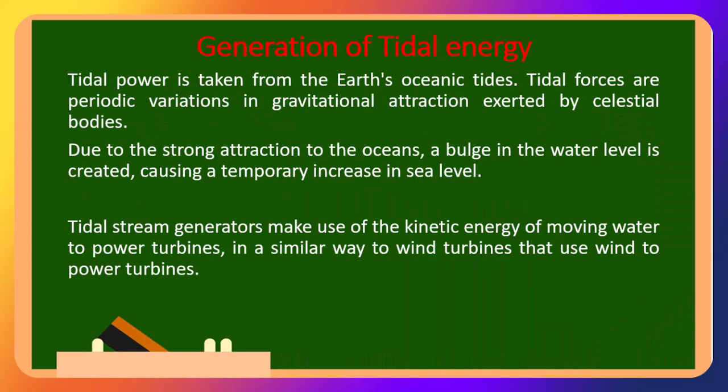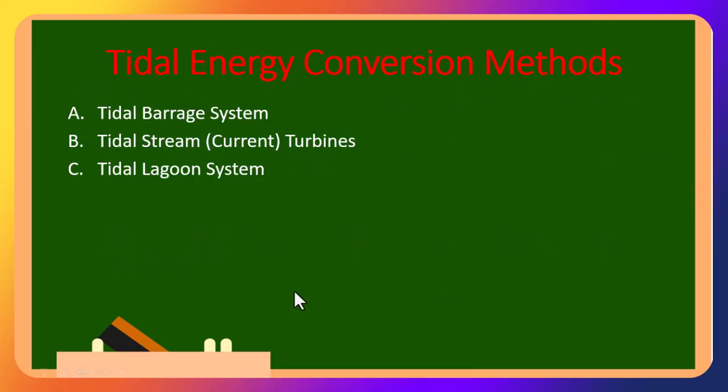Generation of tidal energy: the power is taken from the earth's oceanic tides. The tidal forces are a periodic variation in gravitational attraction exerted by celestial bodies. Due to the strong attraction of the moon, a bulge in the ocean water level is created, causing a temporary increase in sea level. Tidal stream generation makes use of the kinetic energy of moving water to power turbines, in a similar way to a wind turbine that uses wind for rotating the turbine.